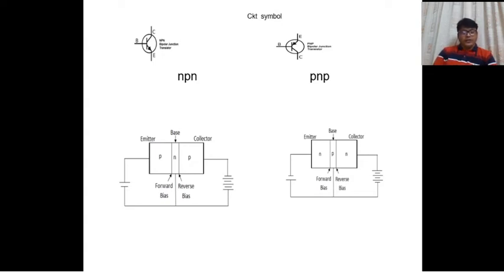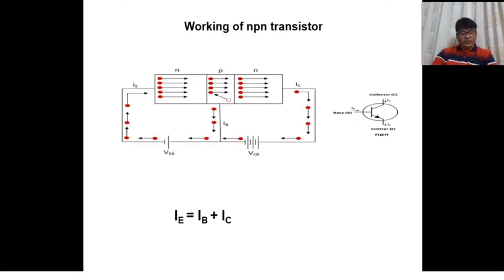It has mainly three sections: emitter, base and collector. The emitter is heavily doped, and the function of the emitter is to emit charges. The base is the middle region, and its main function is to pass the majority charge carriers from the emitter to the collector. The collector is moderately doped, and its function is to collect the charges coming from the emitter. Now I'll explain briefly how the transistor works.